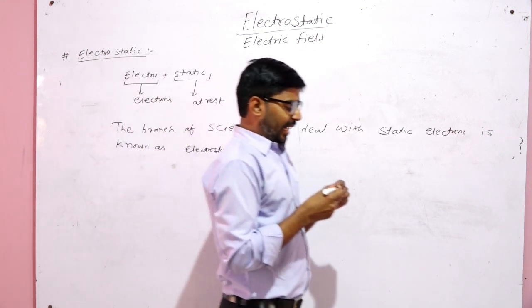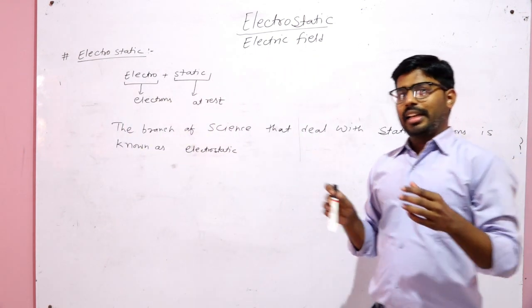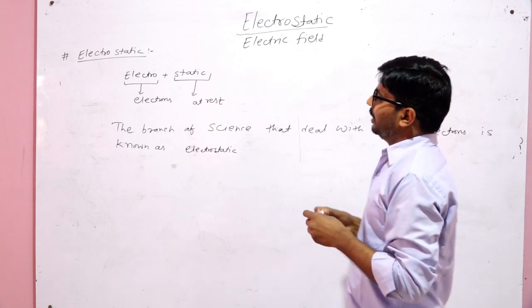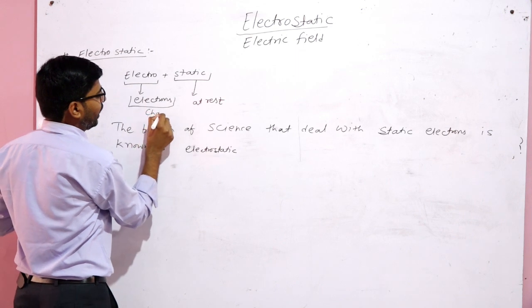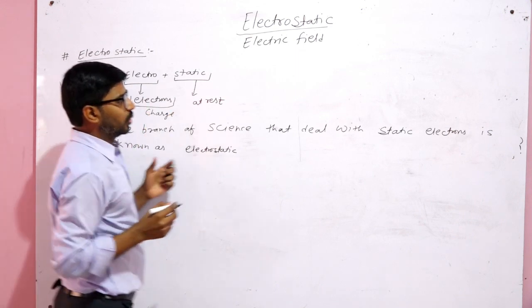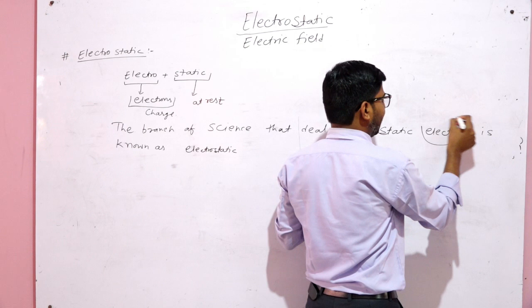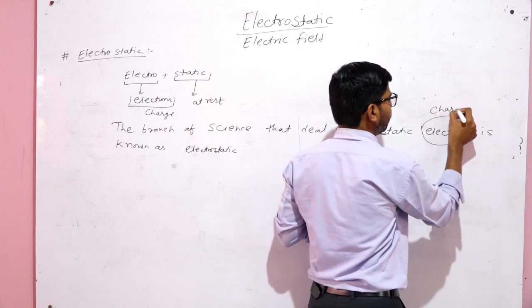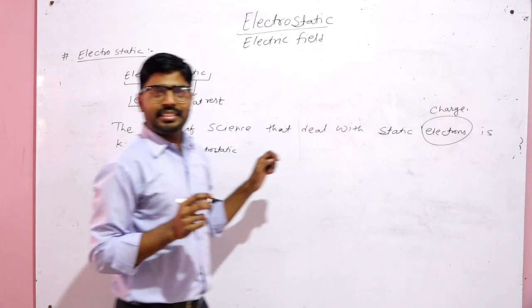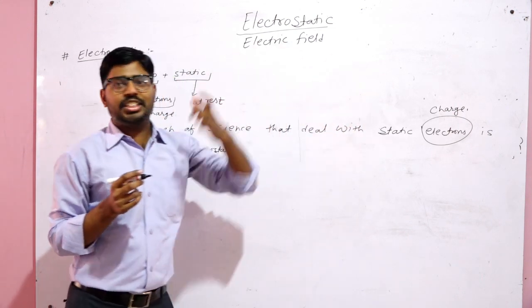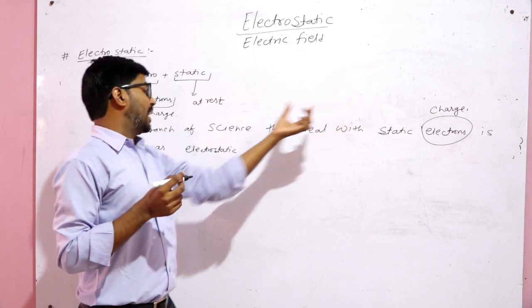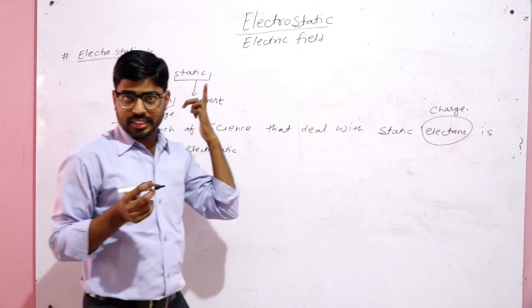But electrons are static, and electrons are known as charge. So we use the word electrons as charge. And the second definition becomes: the branch of science that deals with static charge is known as electrostatic.